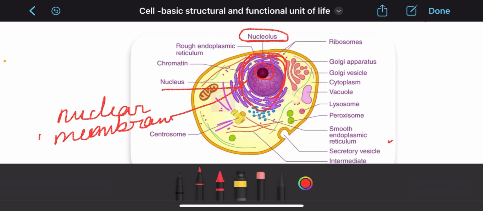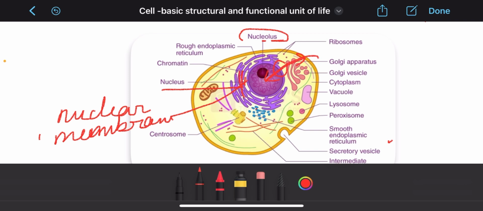It is the largest cell organelle, mostly spherical and dense. The nuclear membrane has pores on it. You can see these pores present on the nuclear membrane. These are known as nucleopores. These nucleopores allow substances to leave and enter the nucleus.